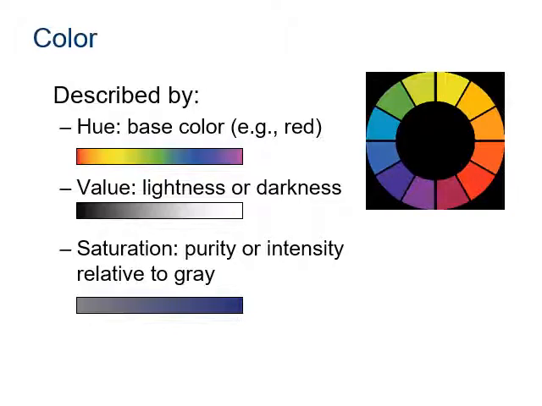Color can be described by three different things. Hue is the base color. For example, the colors of the rainbow, Roy G. Biv. Value shows how light or dark a color is. Saturation shows the purity or intensity of color relative to gray. So if it's very saturated, then it's a very bright color, and if it's not so saturated, then it's more of a grayer type of color.